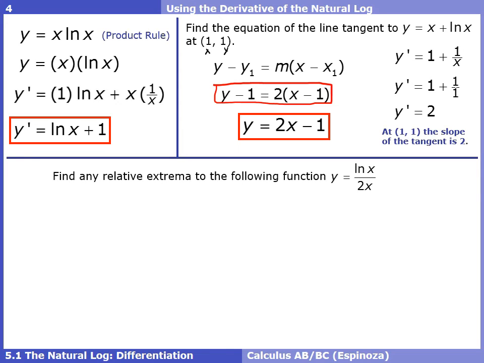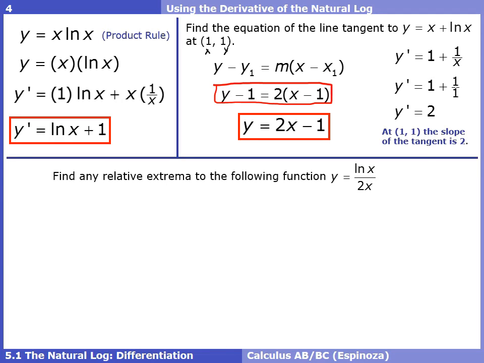In the last example, we're going to be doing quite a few things here, but the bottom line is we're trying to find any relative extrema. And as a review from chapter 3, that's another way of asking for maximums and minimums. So as a reminder, we have to first find critical points.